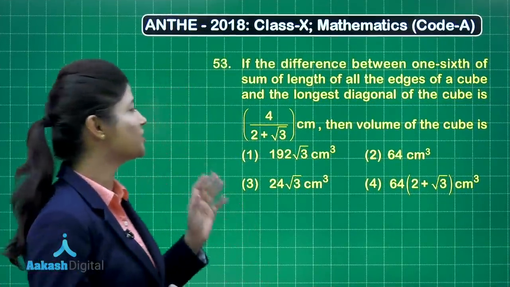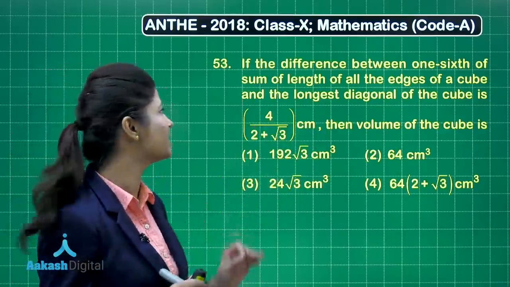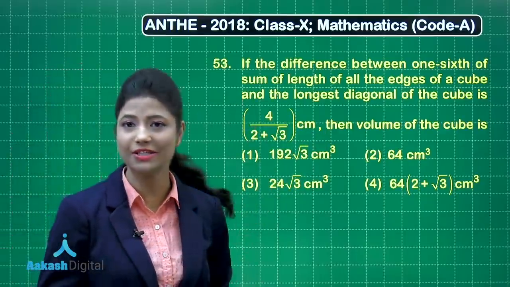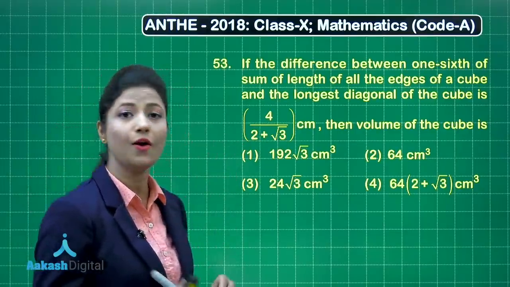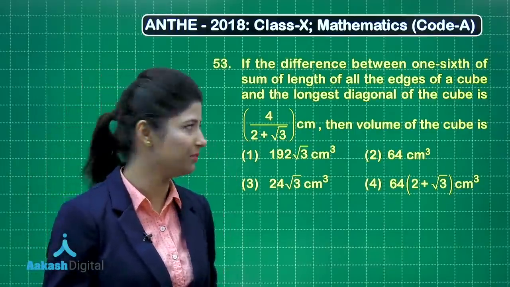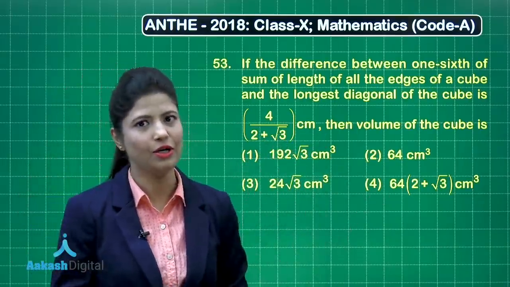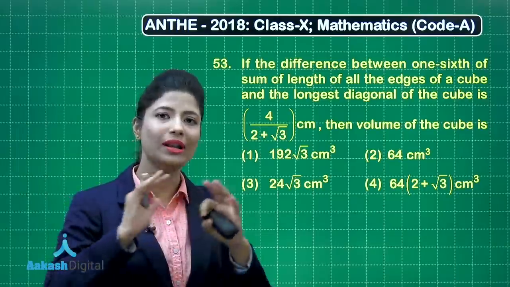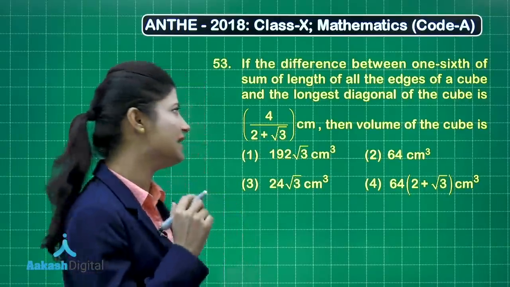Now let's discuss question number 53. It states that if the difference between 1/6 of the sum of the lengths of all the edges of a cube and the longest diagonal of the cube is 4 upon 2 plus root 3 centimeter, the volume of the cube is, out of these 4 options. So when we consider a cube, all its edges are equal. Let's consider one of the edges to be equal to a centimeter.